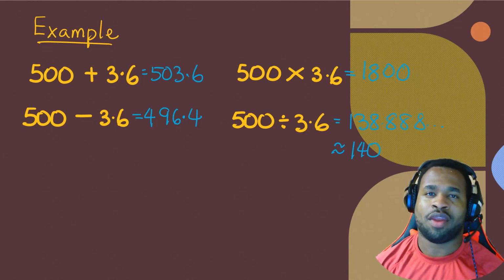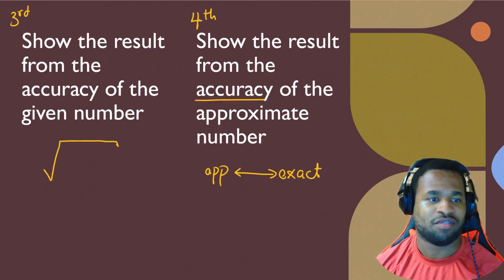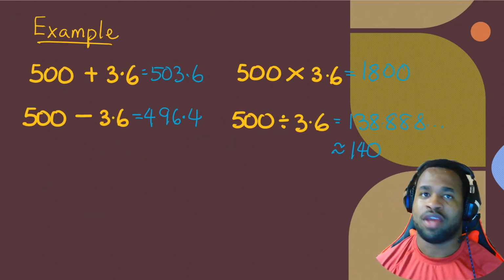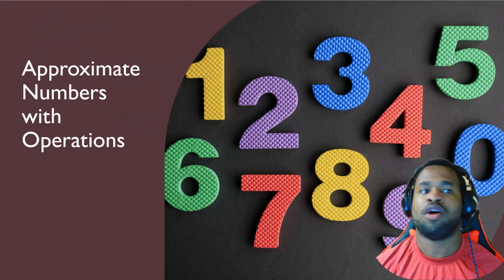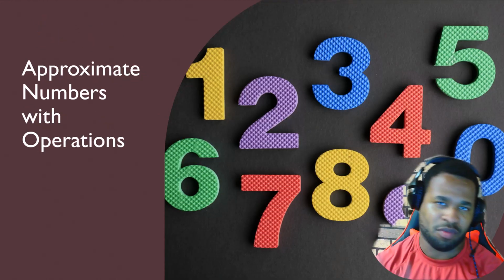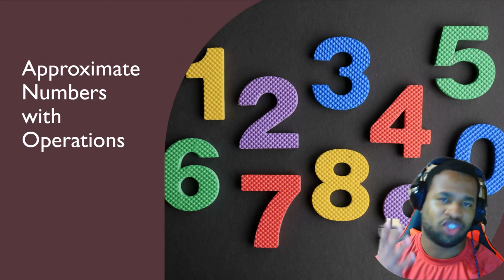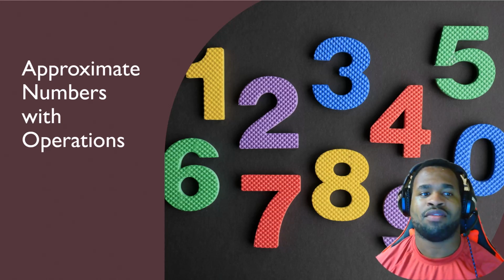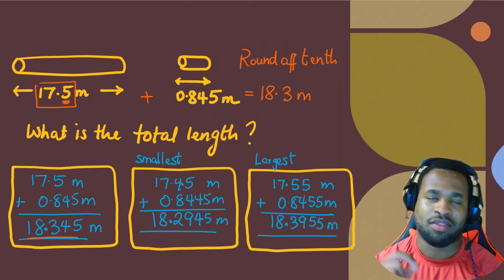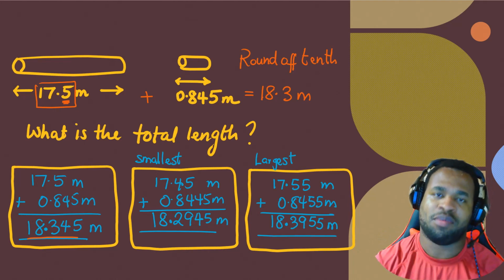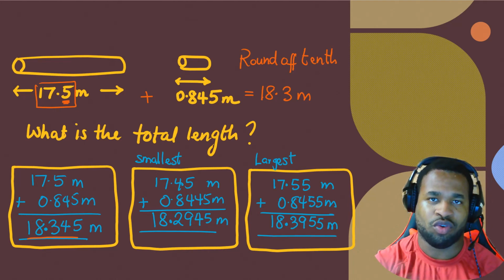So overall, I hope you found this really informative in terms of being able to address the following laws and questions with regards to approximate numbers with operations like multiplication, addition, subtraction, division, and how this can enable you to get the proper value depending on what is given to you in a question.